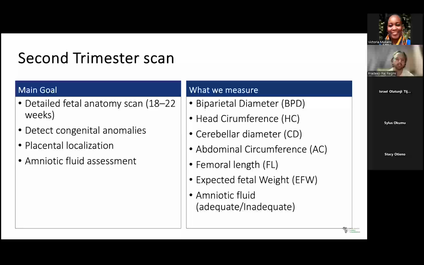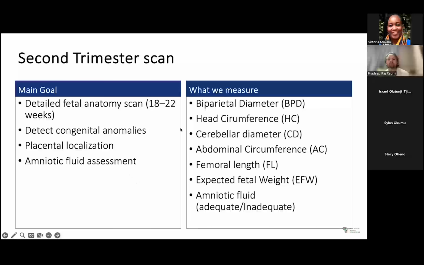So coming to second trimester, the main goal is to define the fetal anatomy at 18 to 22 weeks and detect whether any congenital anomalies are there or not, and localize the placenta and amniotic fluid. We also look at the amniotic fluid to see if it is adequate or not.